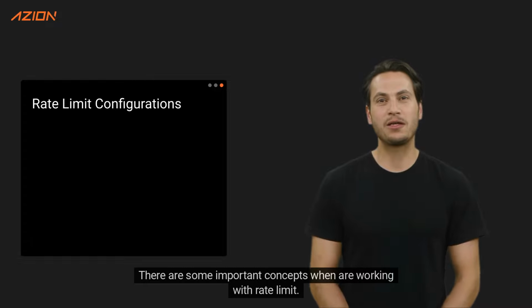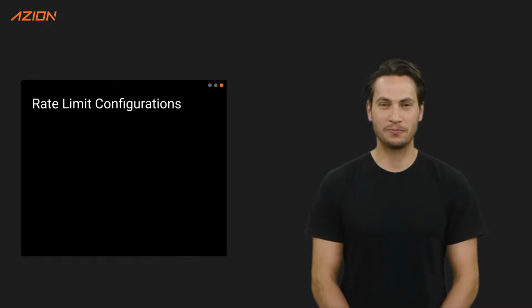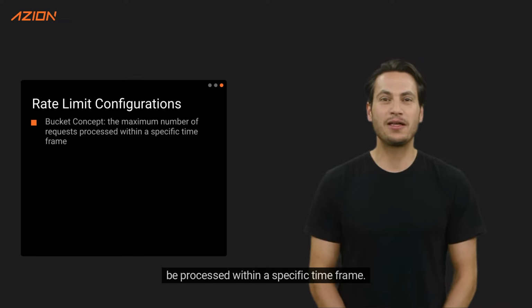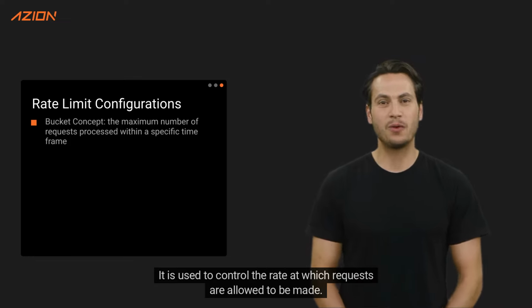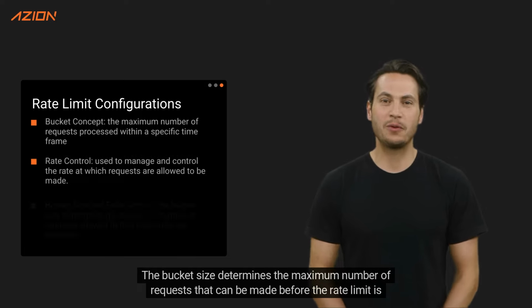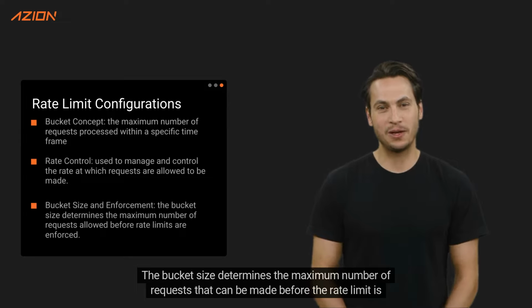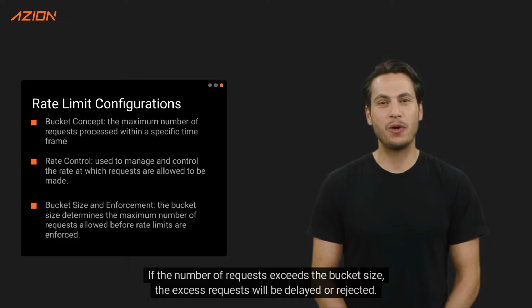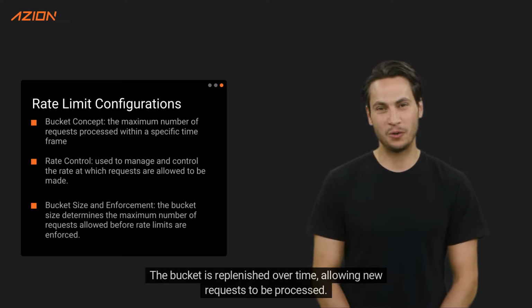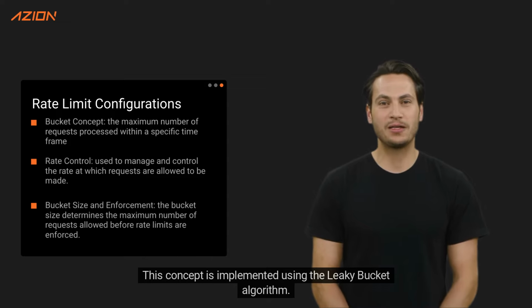There are some important concepts when working with rate limit. The concept of a bucket and rate limit configurations refers to the maximum number of requests that can be processed within a specific time frame. It is used to control the rate at which requests are allowed to be made. The bucket size determines the maximum number of requests that can be made before the rate limit is enforced. If the number of requests exceeds the bucket size, the excess request will be delayed or rejected. The bucket is replenished over time, allowing new requests to be processed. This concept is implemented using the Leaky bucket algorithm.